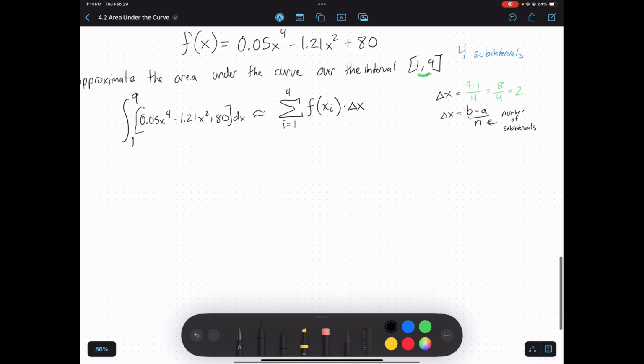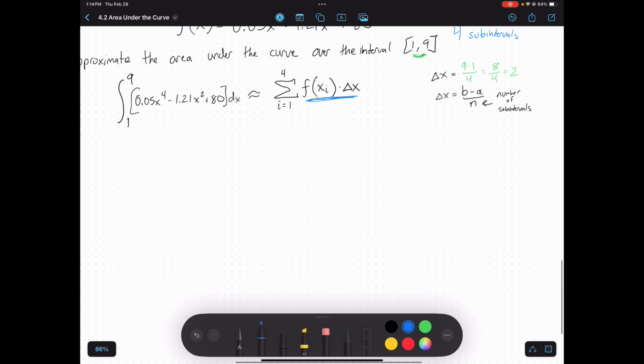So that's what would be my Riemann sum. But remember, all a Riemann sum means is that we're going to be adding a whole bunch of stuff together. We're going to be adding a whole bunch of these areas together. Each of these terms represents an area. Okay, so let's do this.